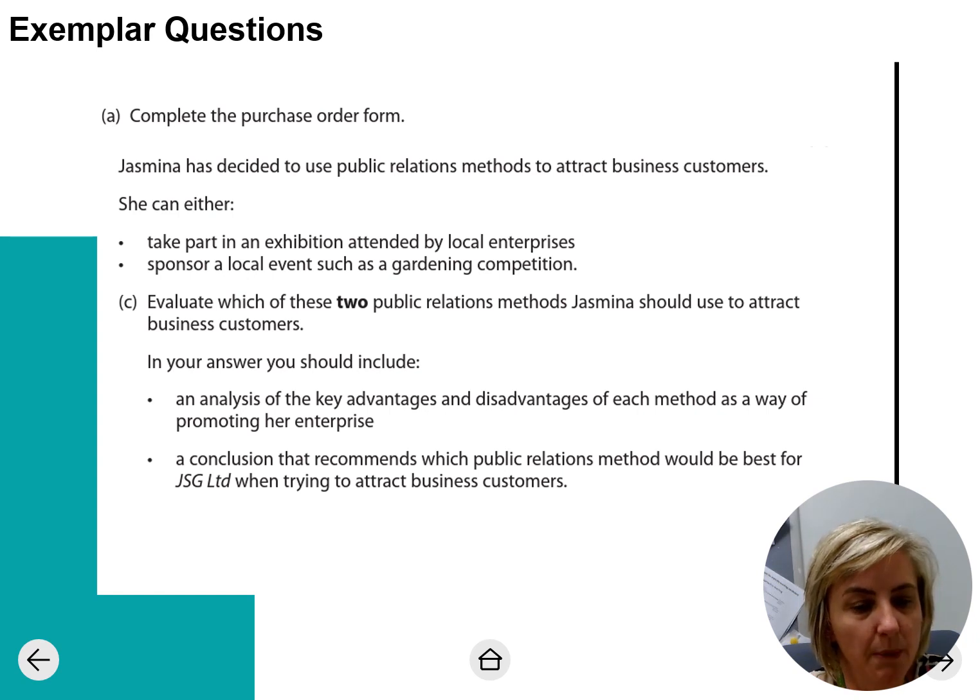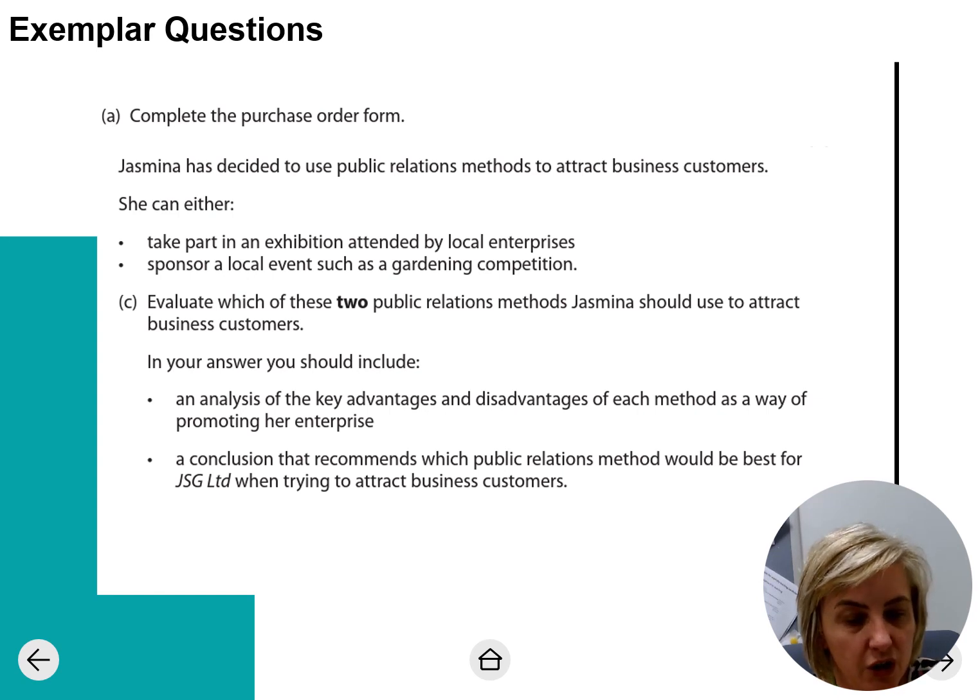Finally, just to give you an example of a 6 marker, this is C here, evaluating which of these 2 public relation methods Jasmina should use to attract business customers. Should she either take part in an exhibition attended by local enterprises or sponsor a local event such as a gardening competition? And the key is to make sure that there is a conclusion that recommends which public relations method would be best for her to do.